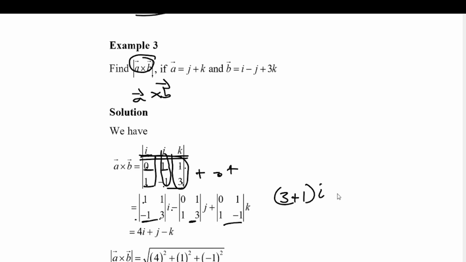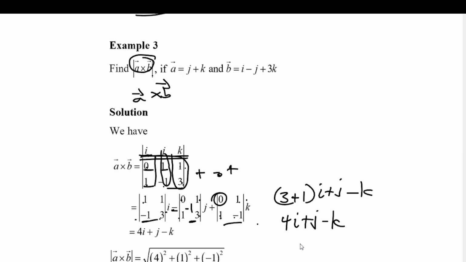So for the first one, we have this. And for the next one, we have 3 times 0, which is 0, minus 1 times 1, which is negative 1. So negative times negative 1 will give us positive. So we have positive J. And then the last one, 0 times negative 1 is 0, minus 1 times 1 giving us negative 1. So we have negative K. For that method, the cross product between these two is 4I plus J minus K.